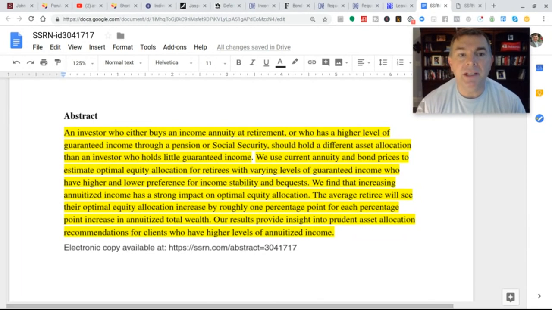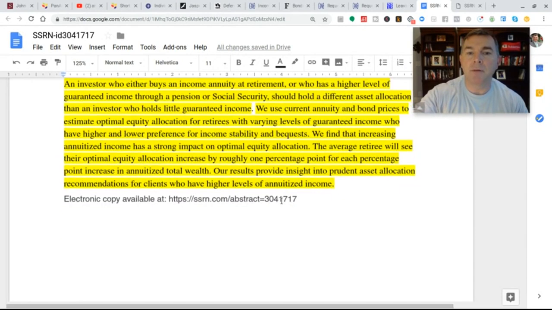We find that increasing annuitized income has a strong impact on optimal equity allocation. The average retiree will see their optimal equity allocation increase by roughly 1 percentage point for each percentage point increase in total annuitized wealth. That's a mouthful, but just keep watching. So again, a 1 percentage point increase in optimal equity allocation for each 1 percentage point increase in annuitized total wealth, and we'll dive into that. Our results provide insight into prudent asset allocation recommendations for clients who have higher levels of annuitized income.